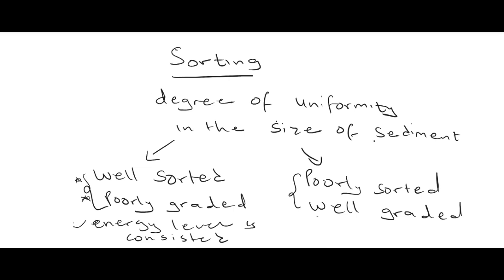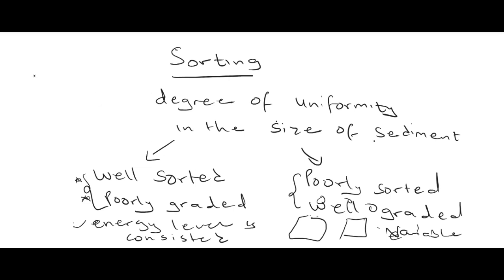Now poorly sorted sediments contain a wide range of particle sizes. So bigger ones, smaller ones, finer ones, all in one sedimentary basin. This indicates a deposition environment with variable energy. So under poorly sorted we have variable energy levels, allowing for the transportation. Glacial deposits and alluvial fans are examples of poorly sorted sediment.